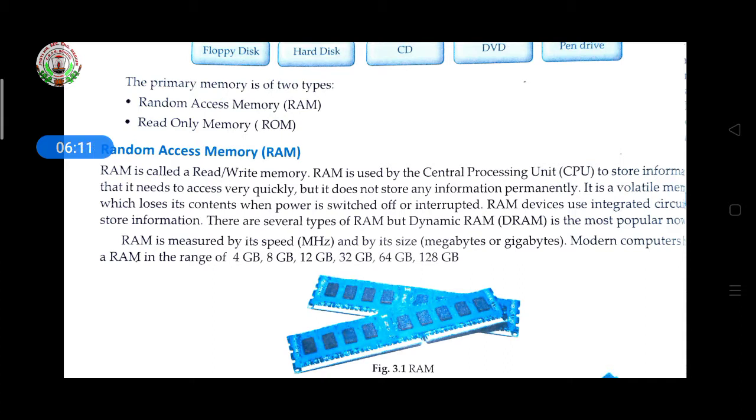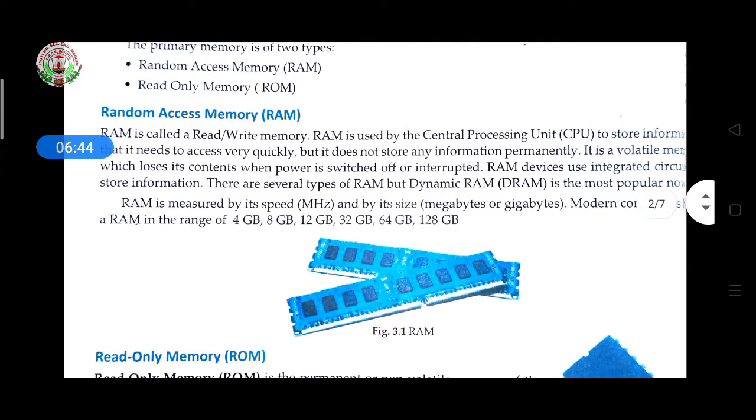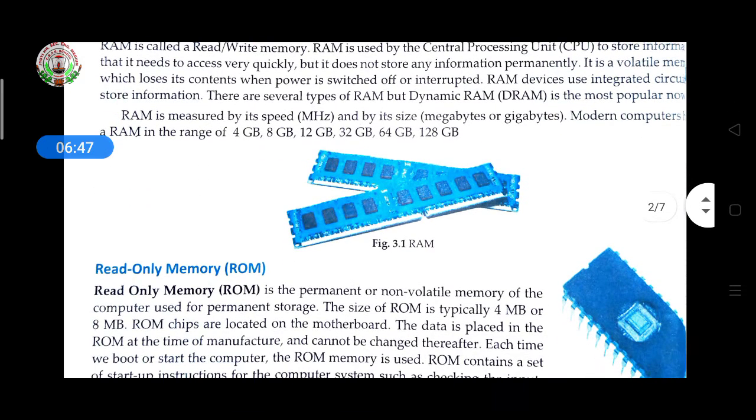RAM devices are integrated circuits that store information. There are several types of RAM, but dynamic RAM is the most popular now. So now you are using dynamic RAM. RAM is measured by speed in megahertz and by its size in megabytes or gigabytes. Modern computers have RAM in the range of 4 GB, 8 GB, 12 GB, 32 GB, 64 GB, 128 GB, and nowadays more than 128 GB is also coming to the market. So like this, RAM is measured.